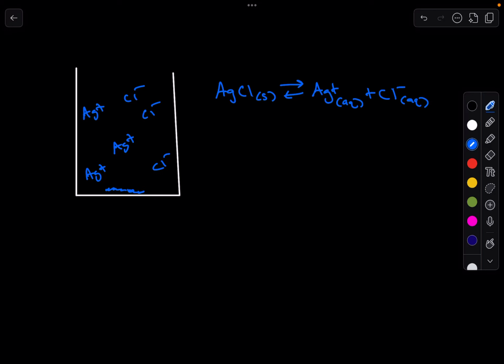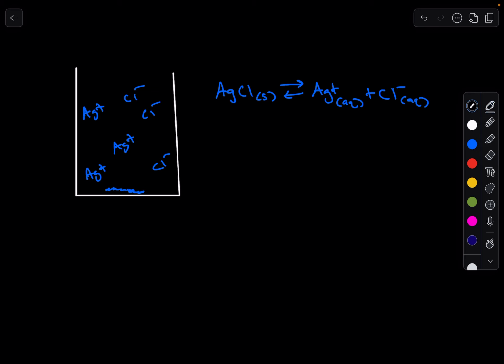Let's talk about the common ion effect today. So the common ion effect is when you add an additional compound to an already existing solution and that compound already contains ions that are part of the original salt's dissociation equation.